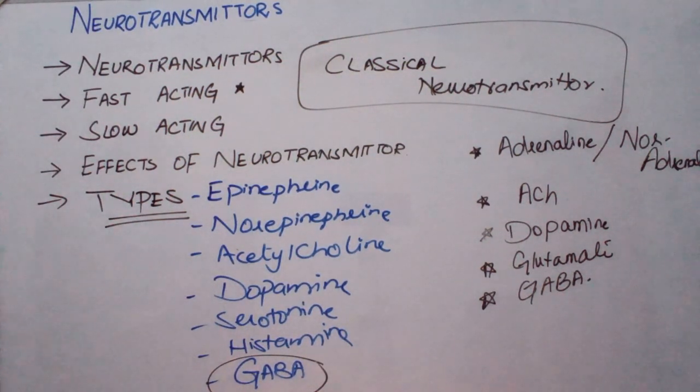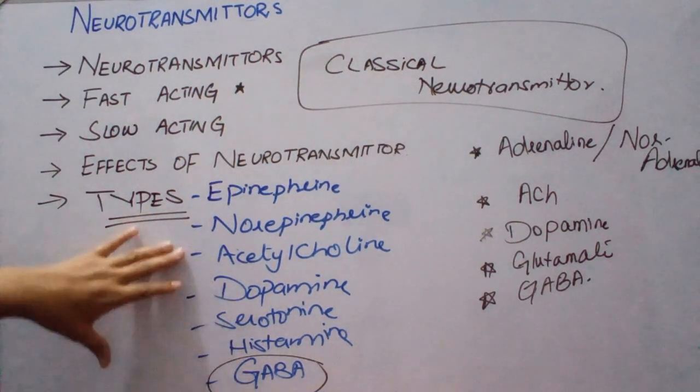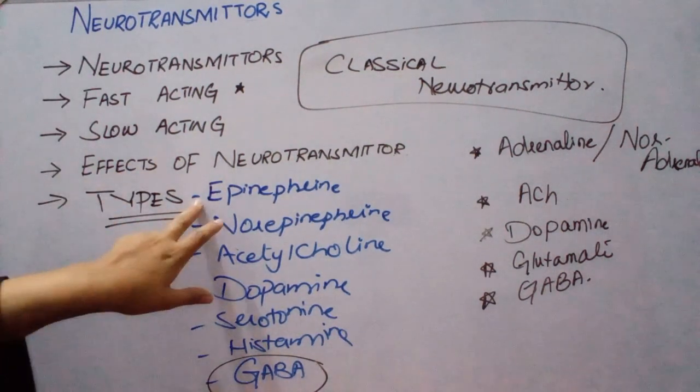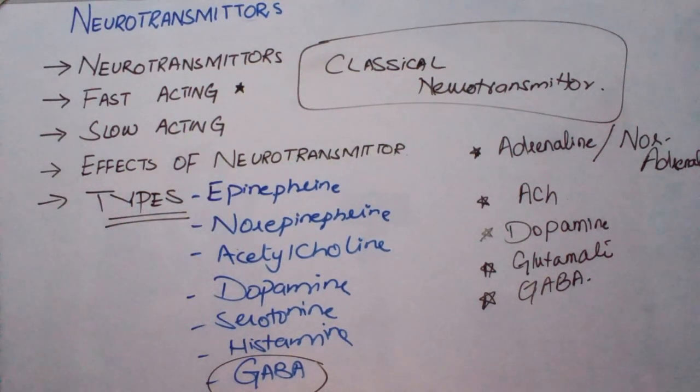Now we will see about the effects of neurotransmitters. That would be too long to study here, and we have multiple areas where we will study each neurotransmitter individually. Here we will discuss only one thing: how neurotransmitters communicate and take part in neurotransmission.